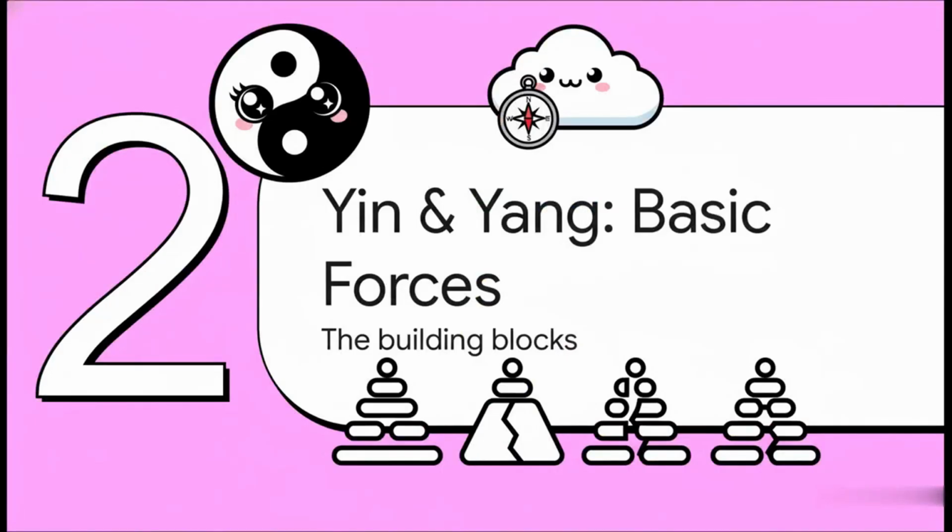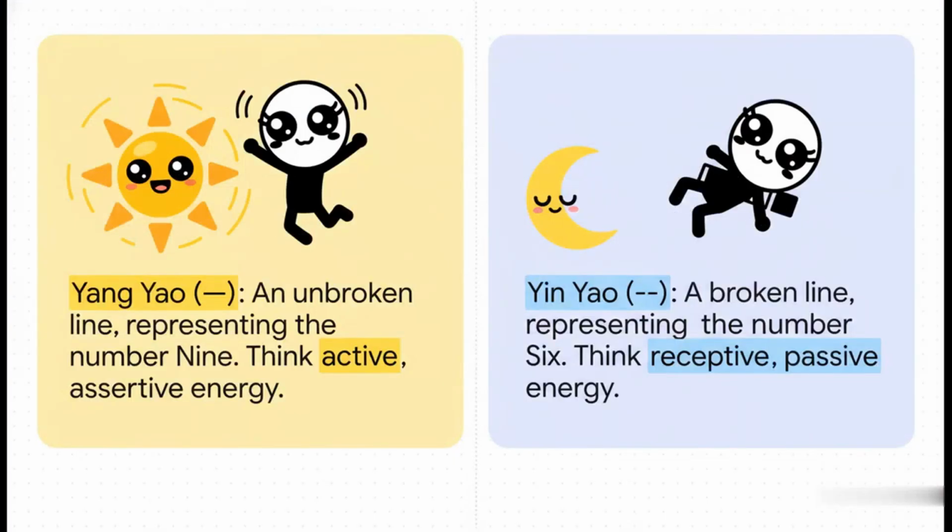Okay, so we've got the 6-story building, right? We know the layout, but what are the bricks made of? Well, every single floor, every line is built from one of 2 things, the fundamental forces of yin and yang. These are the absolute building blocks of everything. And you know what? It's so simple, it's brilliant.